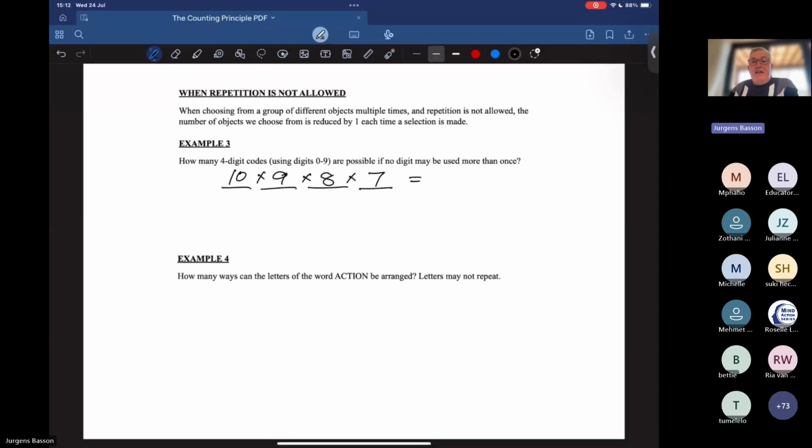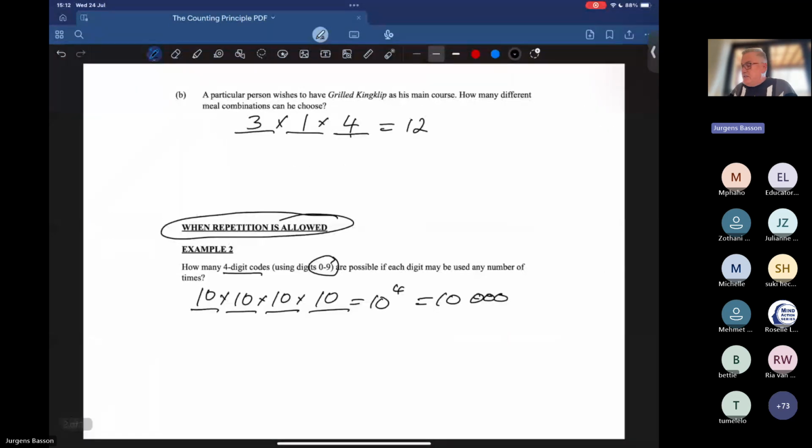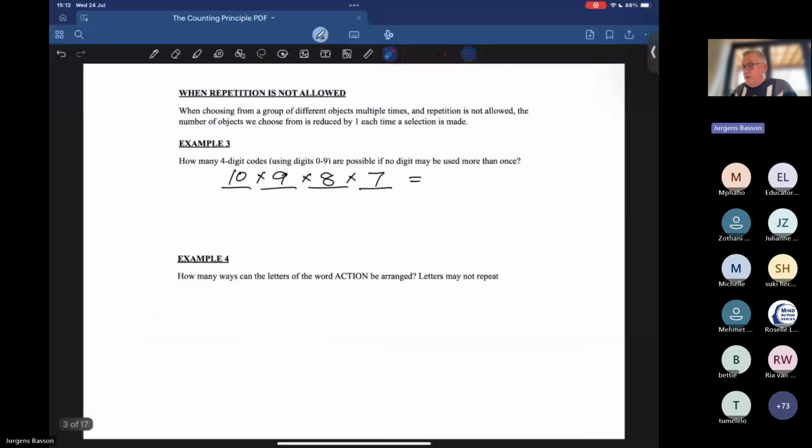So it's pretty straightforward. Why I did these questions, and you notice I kept them the same, is so that they can just see the difference between when repetition is allowed, like here, and when repetition is not allowed, like in this one.